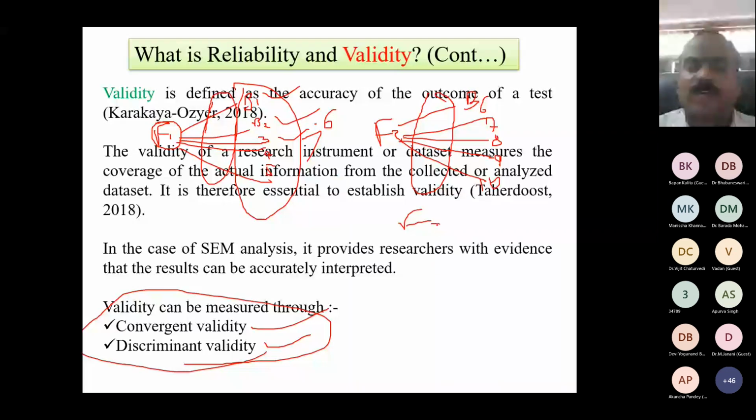The same procedure you need to follow for F2, F3, F4, F5. That means the same procedure you need to follow for all 5 constructs separately. So this will examine the convergent validity. I hope you are clear, all of you.